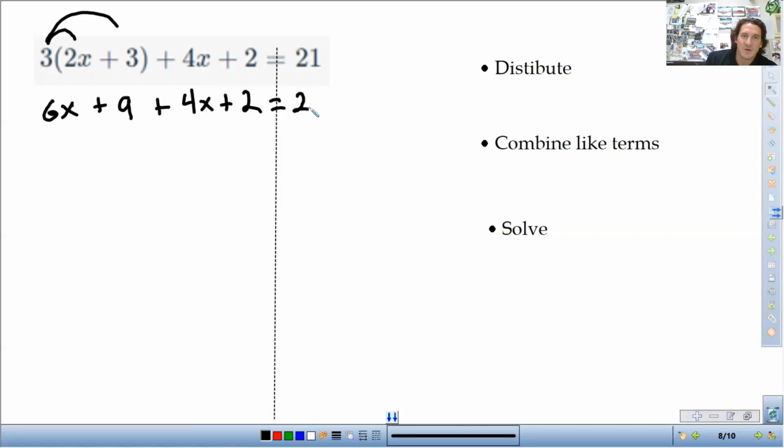Now, after I distribute, it's just like the other problems. I combine like terms. So I have a 6x plus a 4x, and then a 9 plus 2. Combine like terms, 6x plus 4x, that's 10x. 9 plus 2 is 11.